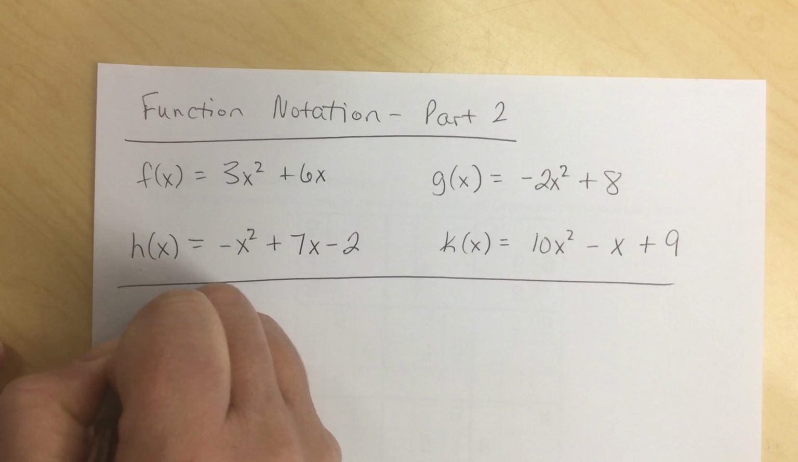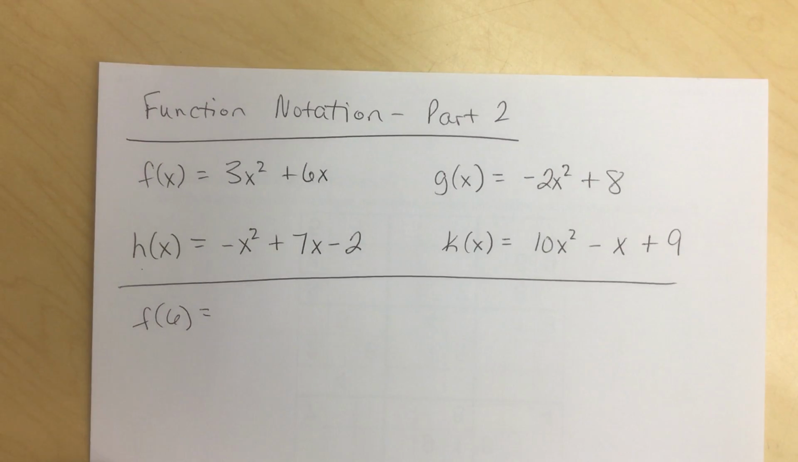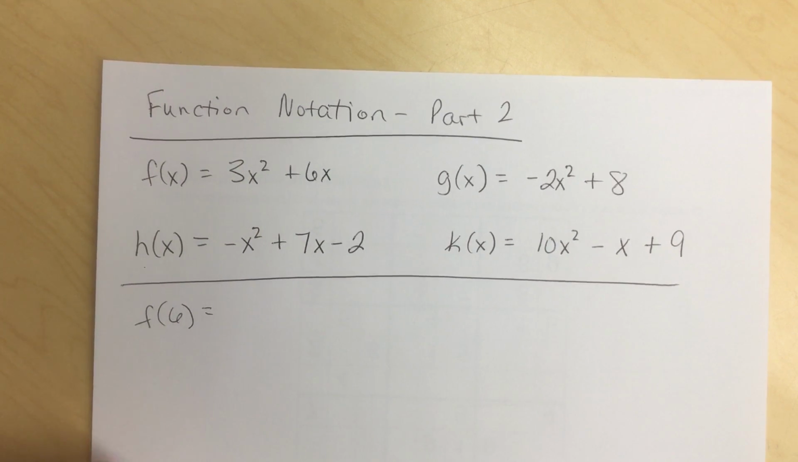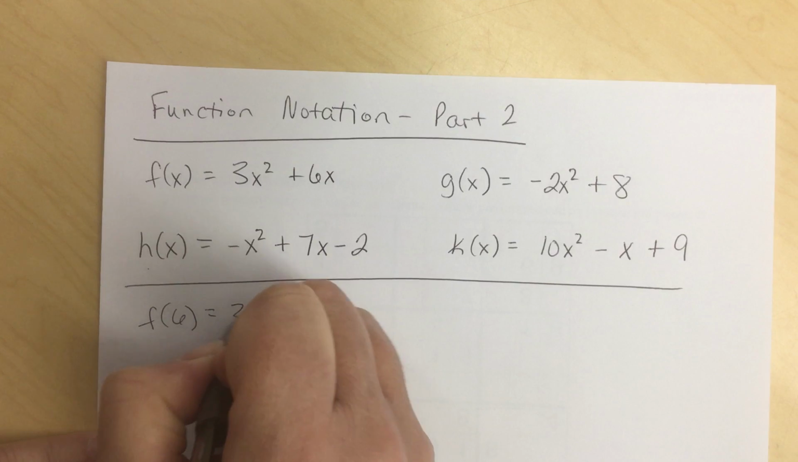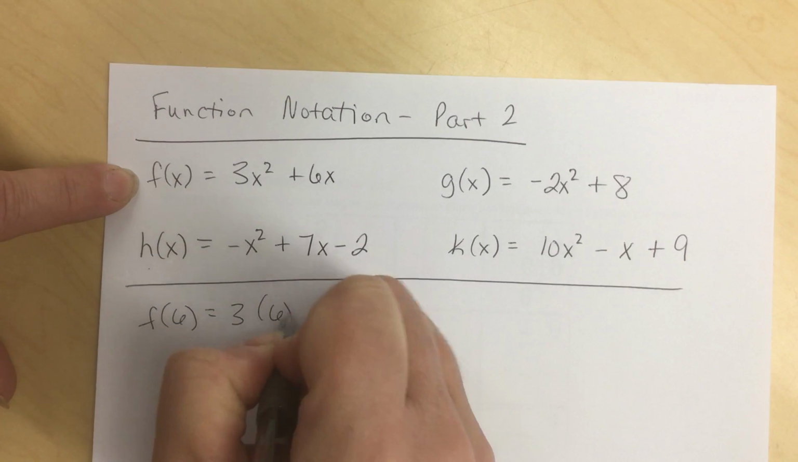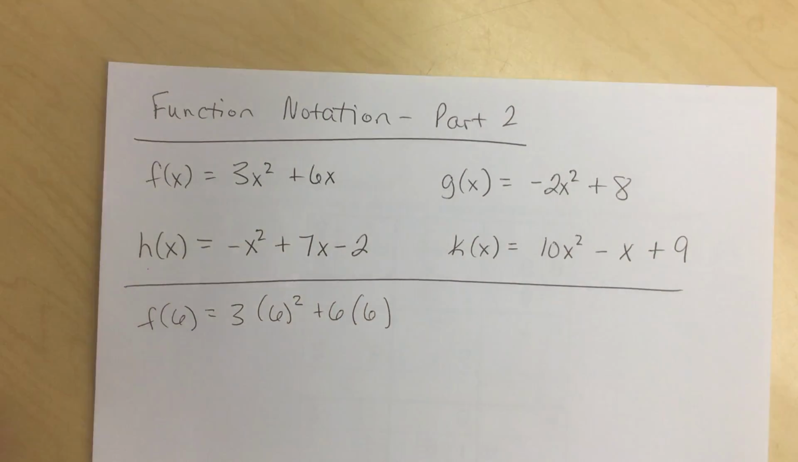So let's say I want you to find f of 6. We're going to find the same numbers as we did on the first video, but we're putting it into a different equation, okay? So that's going to be 3, because I'm going to use 3x squared plus 6x. So 3 times 6 squared plus 6 times x, which is 6.